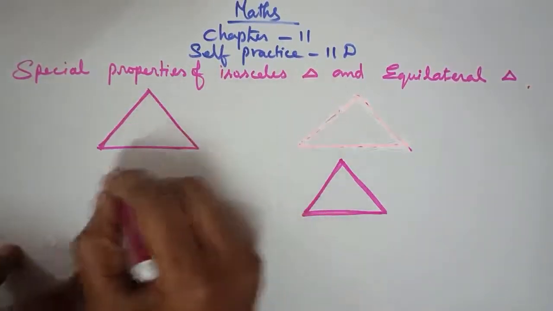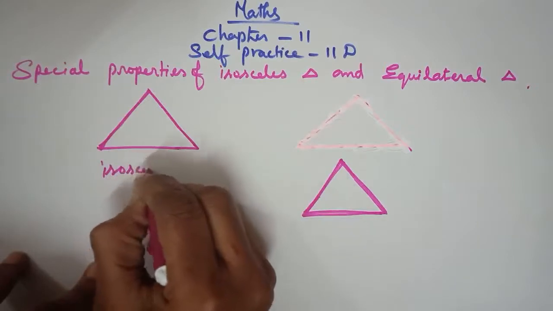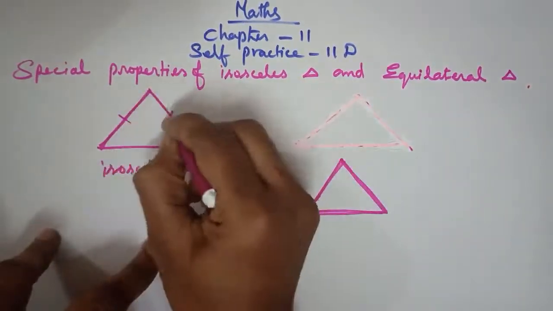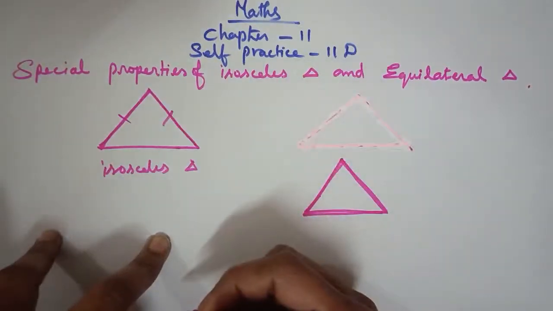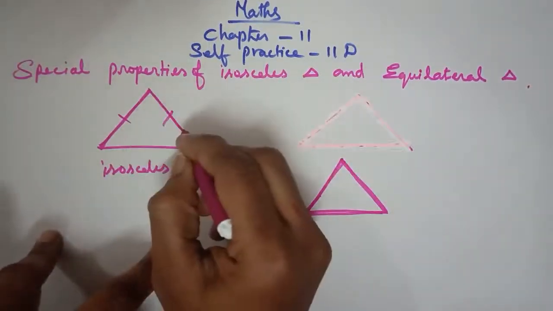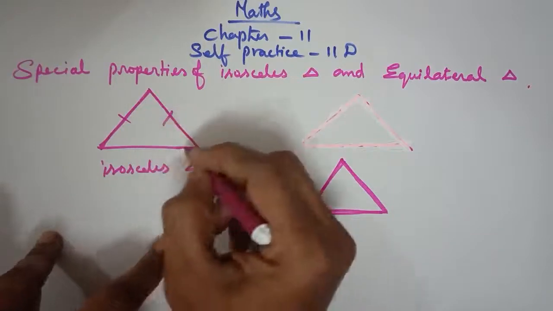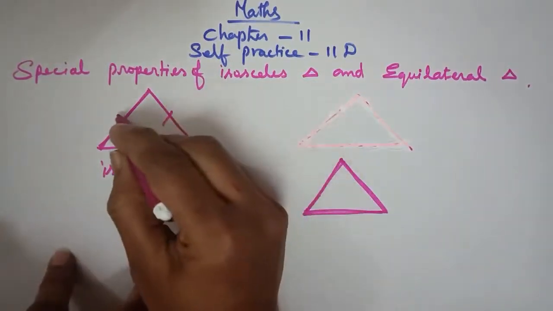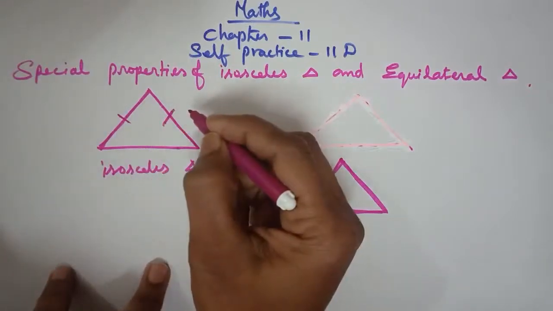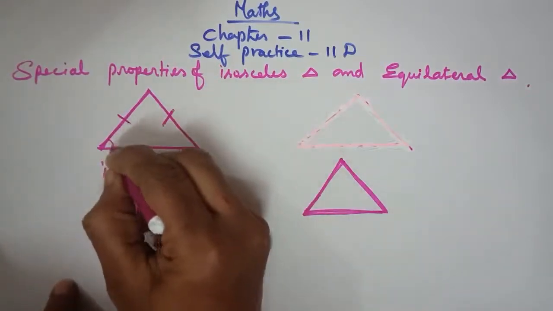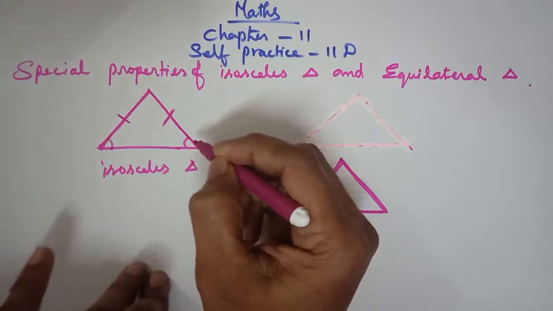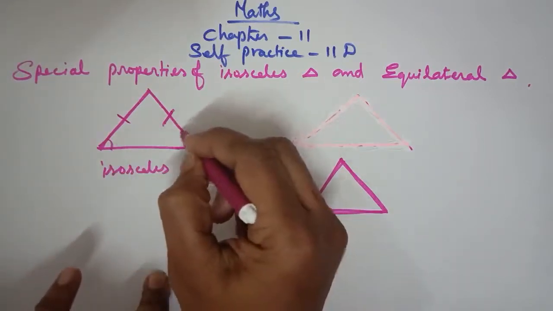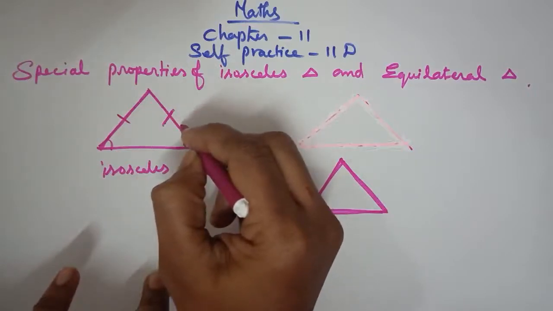So this is an isosceles triangle. Isosceles triangle means two sides are equal. Already I have taught you. So if two sides are equal, then the triangle is called an isosceles triangle. Is it clear? So if two sides are equal, we can say this angle is equal to this angle, because students listen, the angles opposite equal sides in an isosceles triangle are equal.